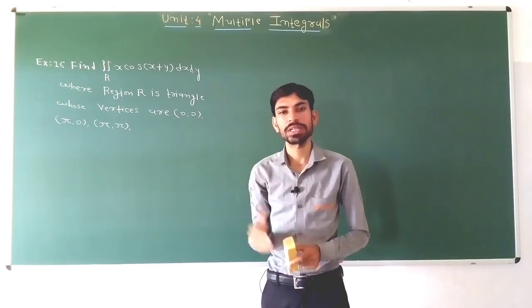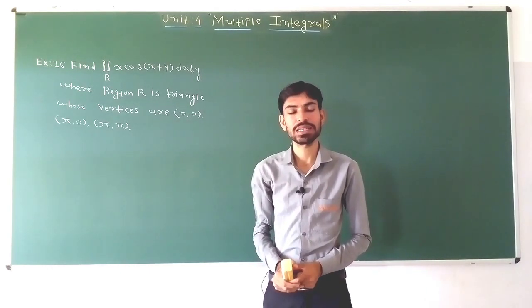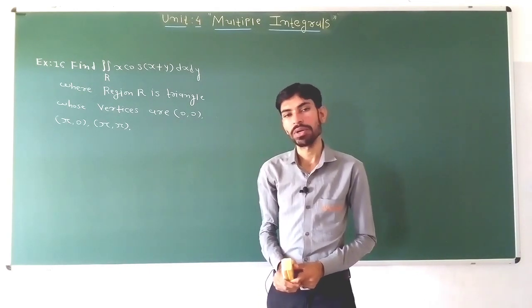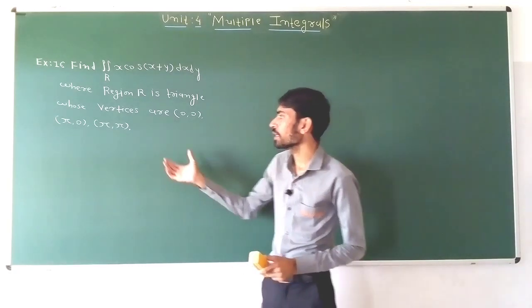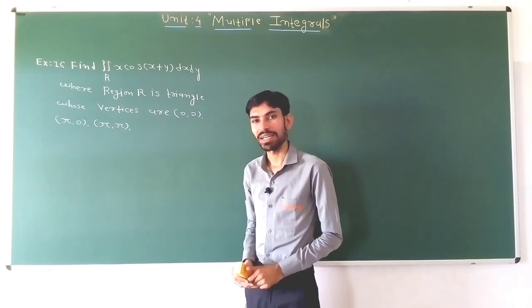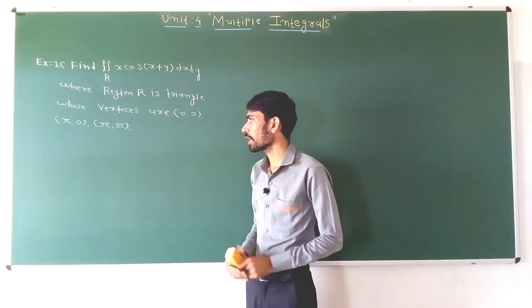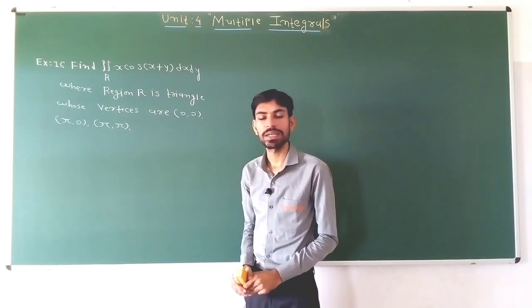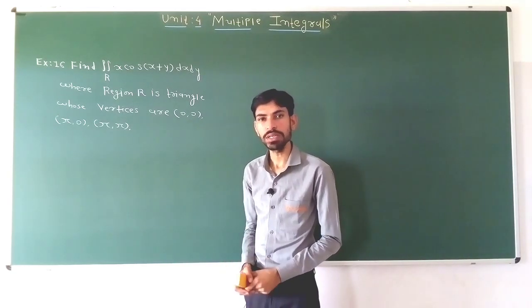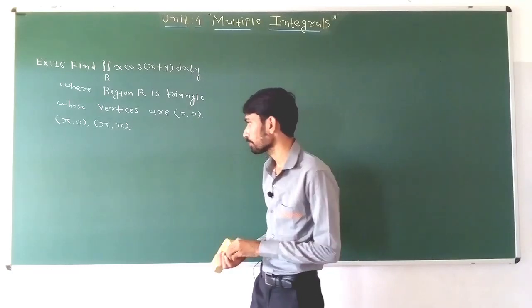Friends, we have already done one example of this type, in which our vertices were (0, 0), (1, 0) and (1, 1), and our region was bounded by the triangle. Similarly here, our region is bounded by the triangle whose vertices are (0, 0), (pi, 0) and (pi, pi). First of all we draw the region and find its limits. After that we calculate the integral. So let's see the solution.